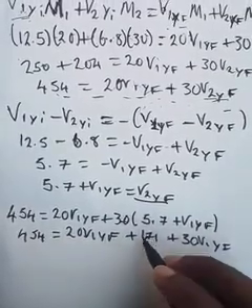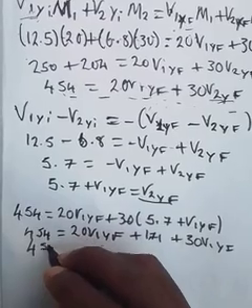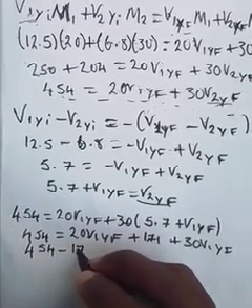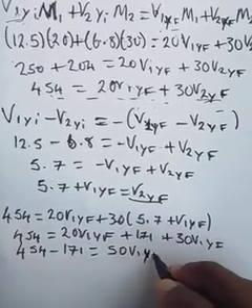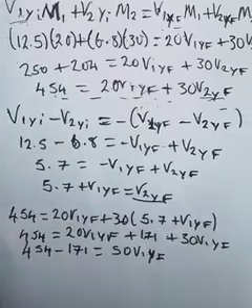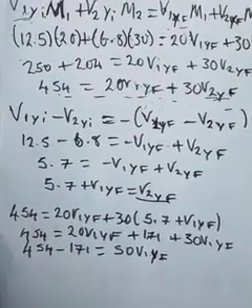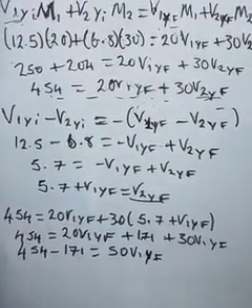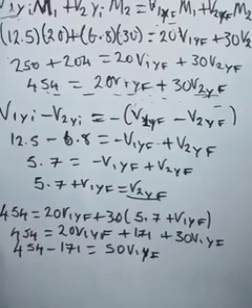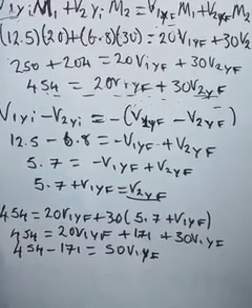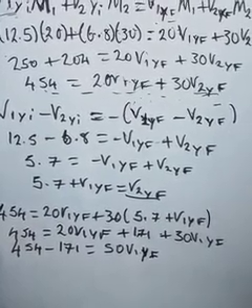So you're going to have 50 VYF, something like this. Then 454 minus 171, 283.